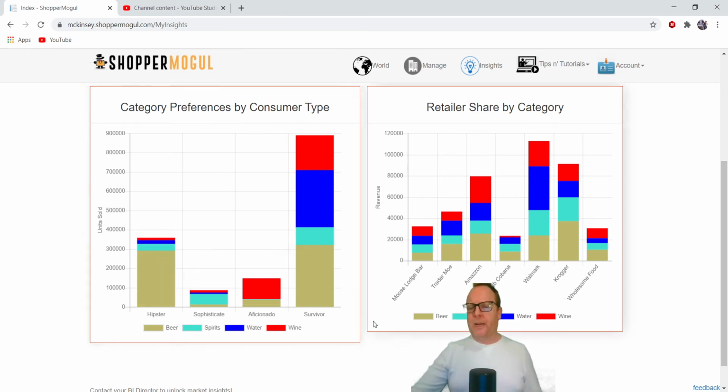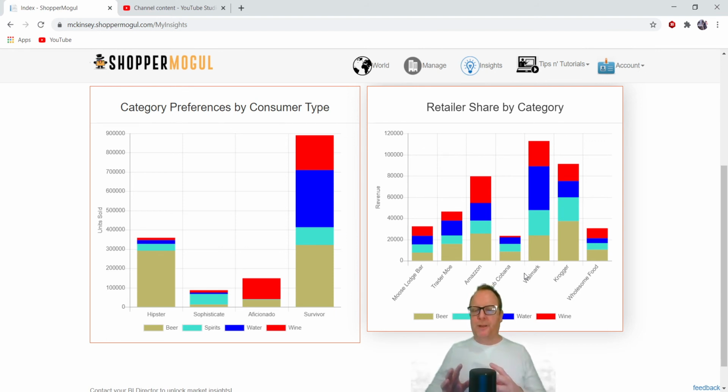The other thing you'll see is that not all categories are equally relevant to all retailers. And that's because retailers tend to target certain consumer types. Club Cabana in this game, as a venue, doesn't seem to sell very much wine at all. Now that's probably because it's not targeting that sort of aficionado consumer set.